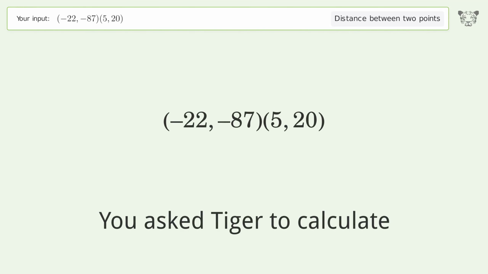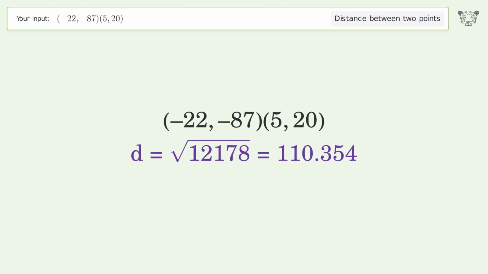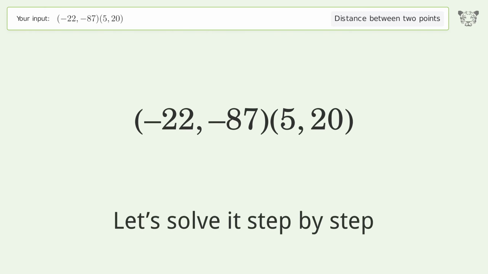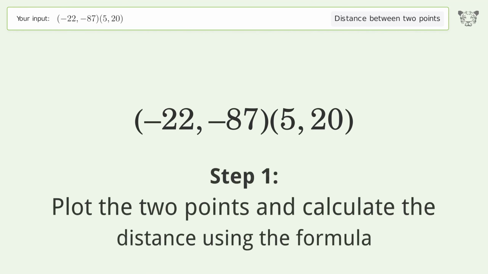You asked Tiger to calculate the distance between 2 points. The distance between the 2 points is the square root of 12,178, or 110.354. Let's solve it step by step. Plot the 2 points and calculate the distance using the formula.